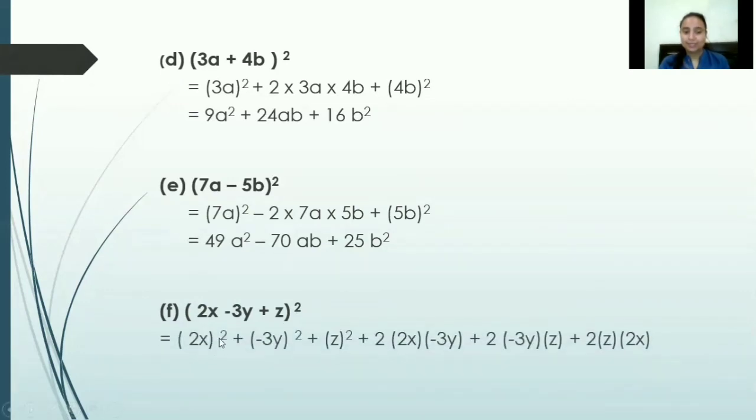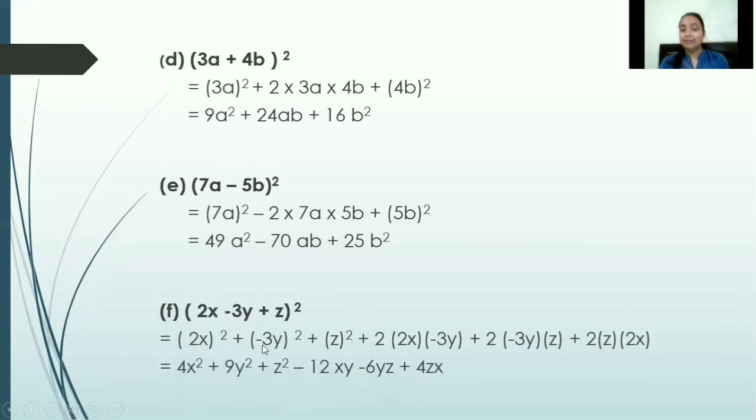So (2x)² the square of the first term, plus, taking care of this minus sign, the square of the second term, the square of this third term, then plus 2ab. I told you it is cyclic, so don't get nervous. See 2 times the first term and the second term, plus 2 times the second term and the third term, plus 2 times the product of the third term and the first term. Okay, cyclic it is. Now just open their squares and give the answer.